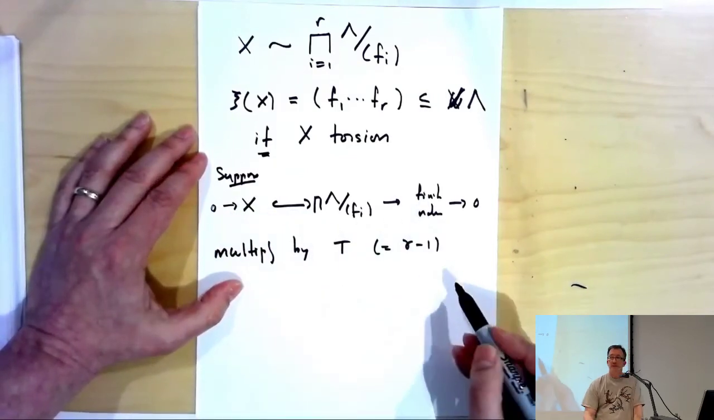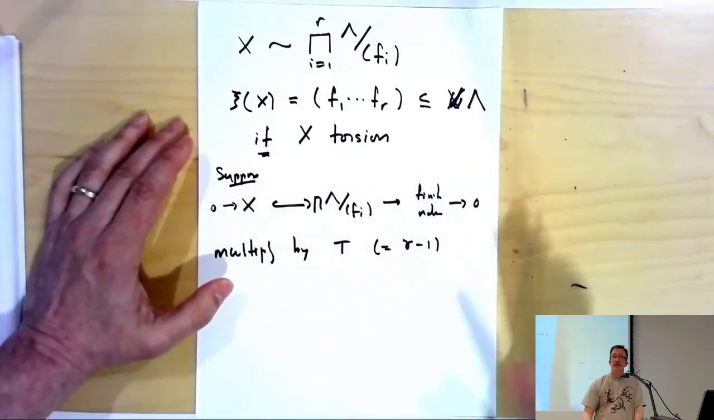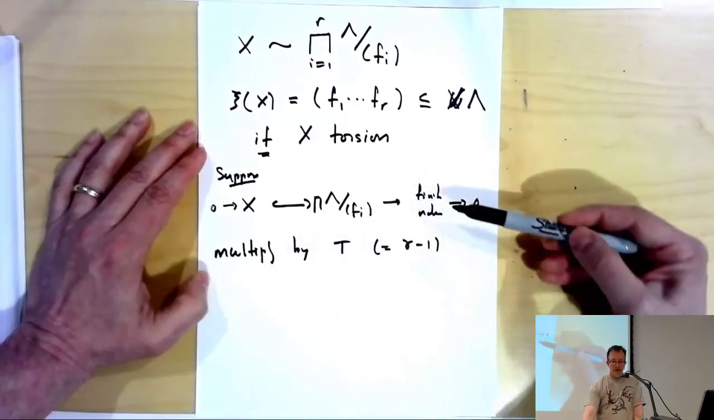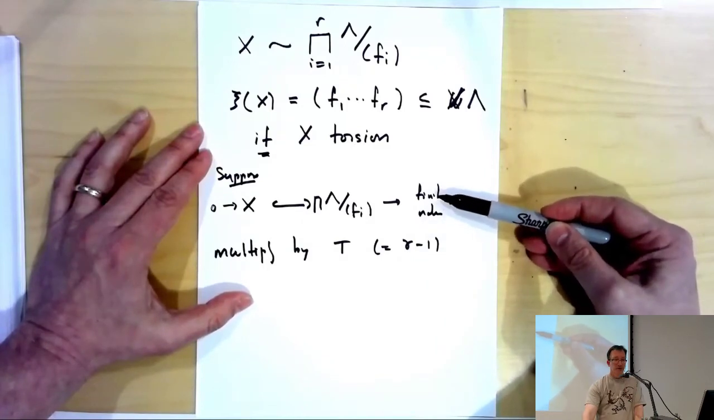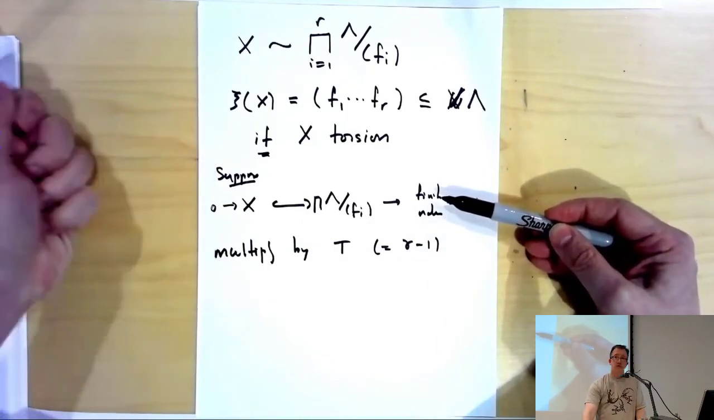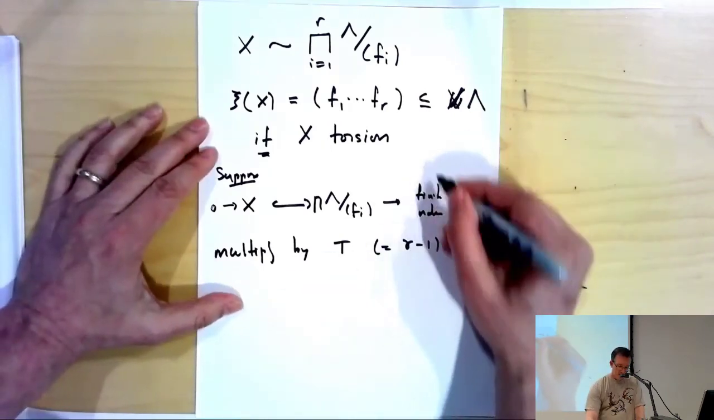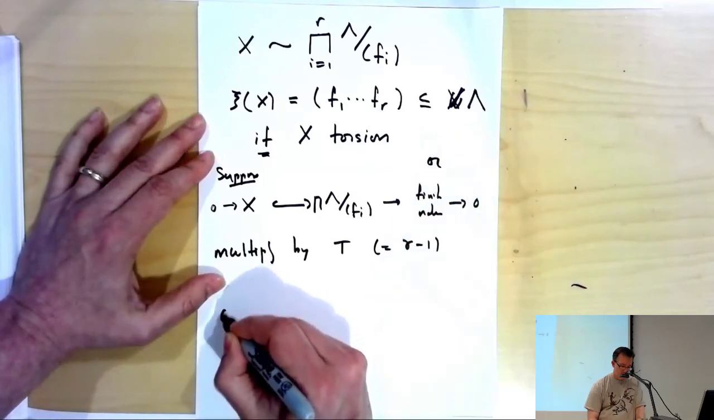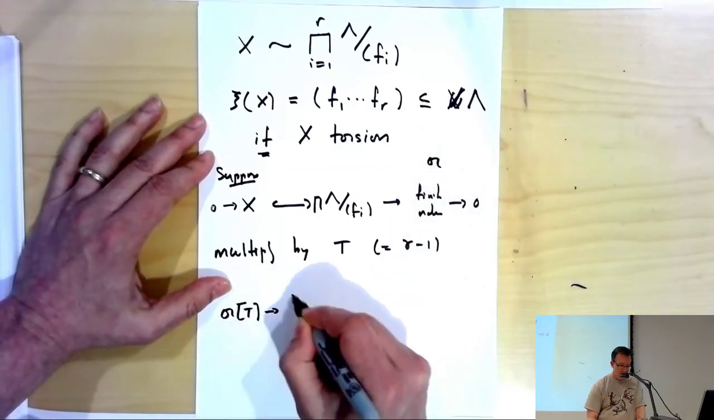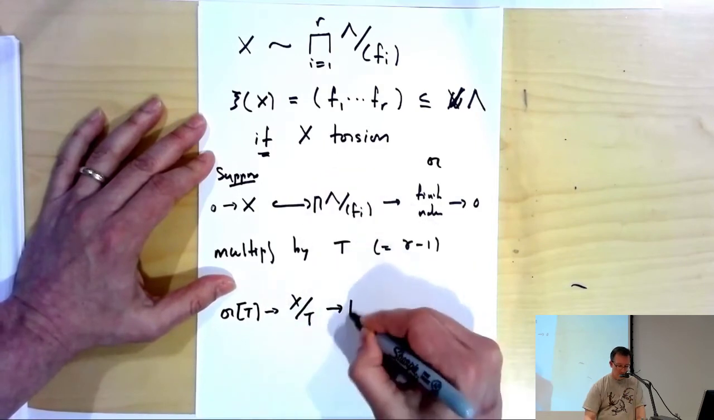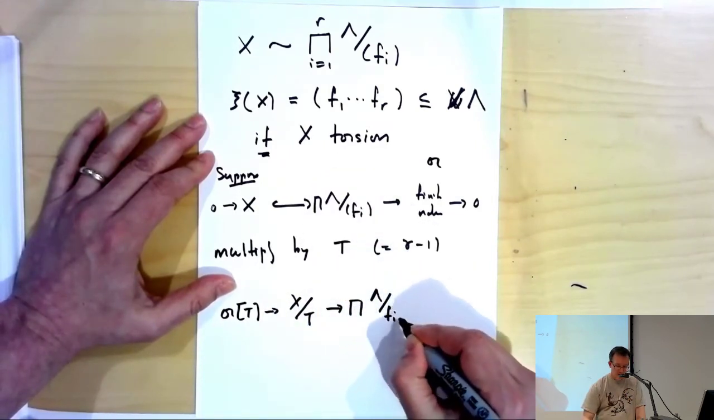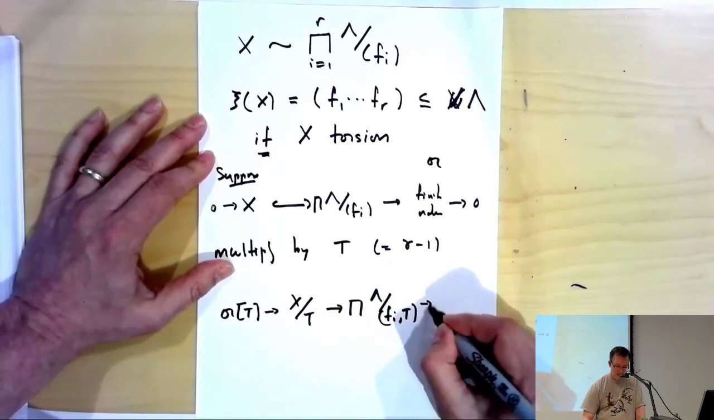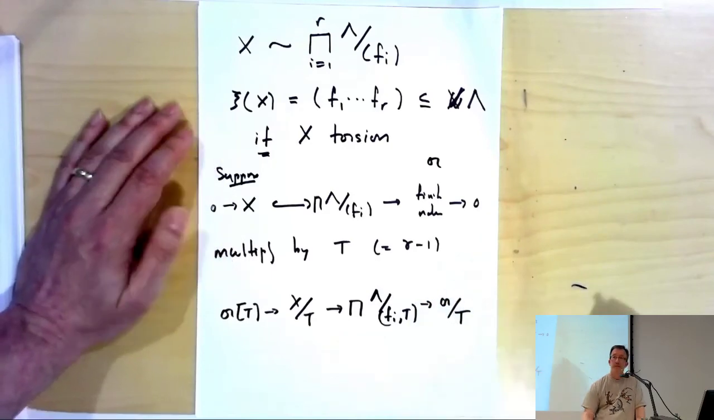So multiply this by T, and now apply the snake lemma. From one part of the snake lemma, you'll get the kernel of multiplication by T on this finite order thing, which is certainly finite. Let's give it a name, A. So we'd have A[T] into X mod T into the product of the Lambda mod F_i, T, and then we would have A mod T.